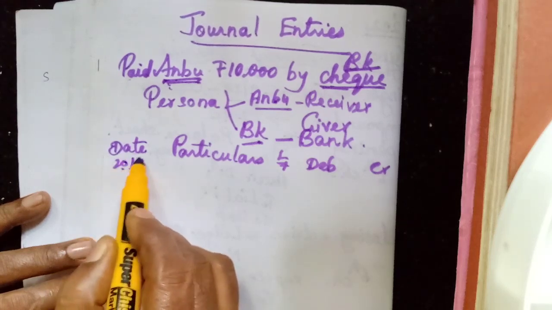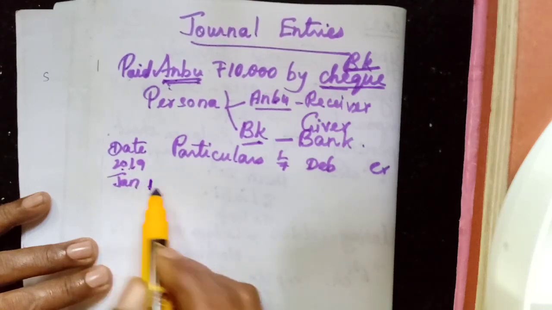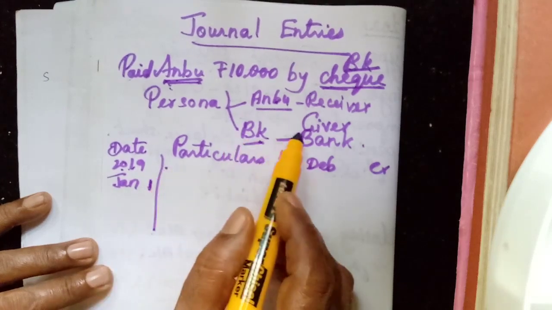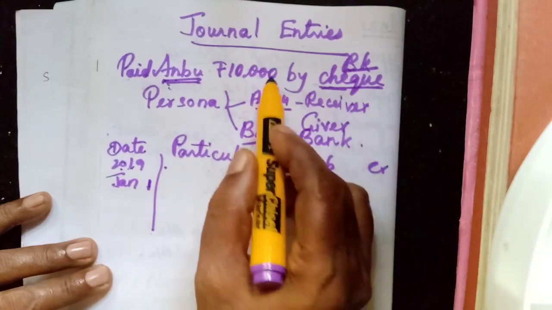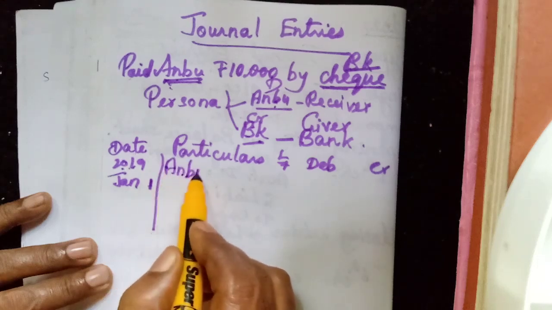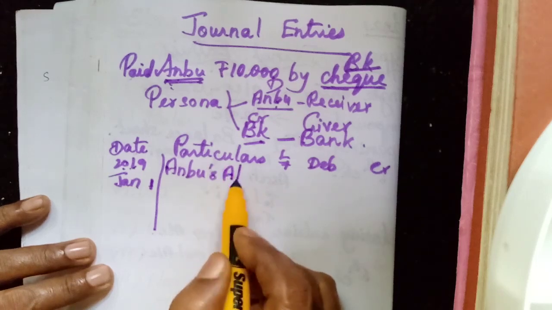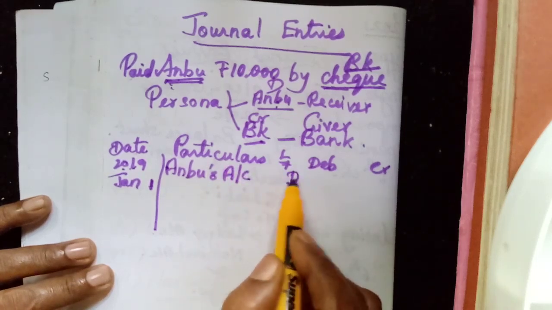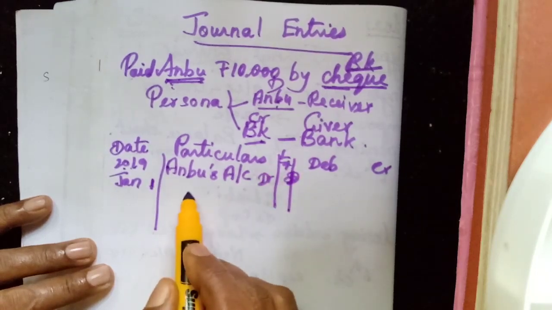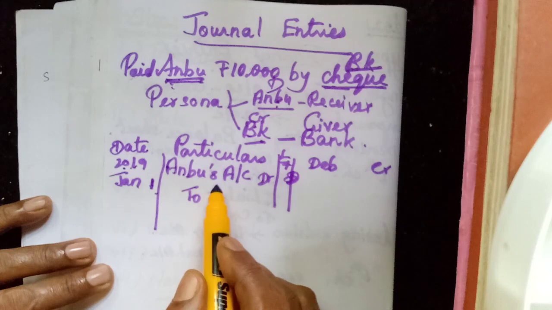Okay, date we have to write first, the year. For example 2019, January, then one small column, number 1. Okay, date 1. Now here you have to start. What should be debited? Receiver should be debited, giver should be credited. So Anbu's account, if we write the person's name, we should write apostrophe S, then A/C. Near this is LF. Then the creditor we have to write in the next line after leaving a little space.